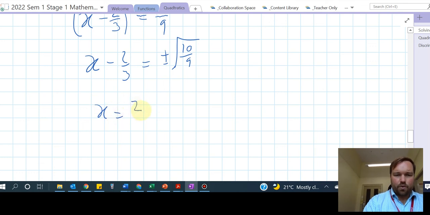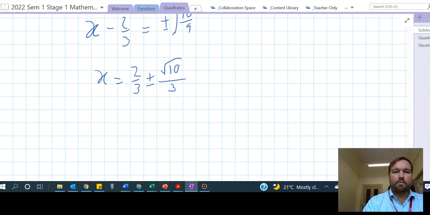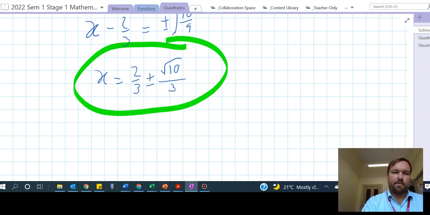x equals 2 over 3 plus or minus, because I'm adding 2 on 3 to both sides. Now that root applies to both the top and the bottom. So root 10 is about as far as we can go there, over 3. And you'll find more often than not, these are the same. Not that that's super important at this stage, but that is our answer. Note that it looks eerily like it came from the quadratic formula. That's kind of it did.